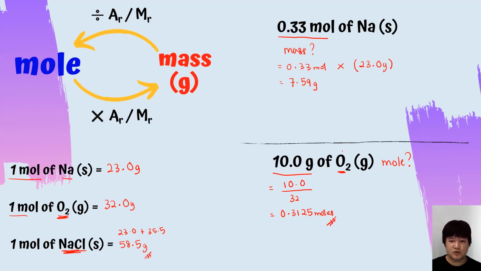Simple, isn't it? So we just need to make sure that the relative atomic mass and the relative molecular mass is correct. Make sure you know when to times and when to divide. The next conversion that we have is number of mole changing to volume of gas at standard temperature and pressure.